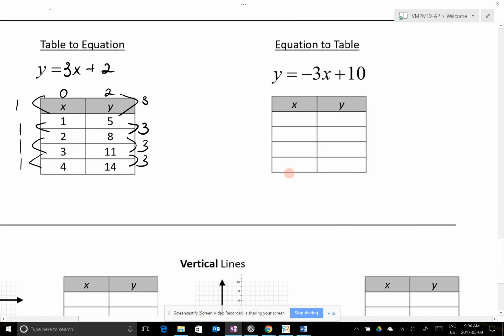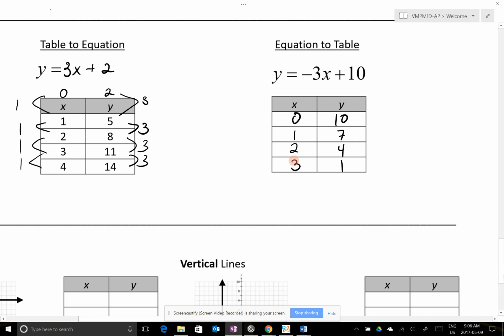Equation to table. Start with the starting value 10, so 0 and 10, that's my y-intercept, right? What's my slope? Minus 3, so I have to decrease this value by 3 every time. Sorry, 10 minus 3 is 7. 7 minus 3 is 4. 4 minus 3 is 1. Then I just increase my x values by 1. So 1, 2, and 3.